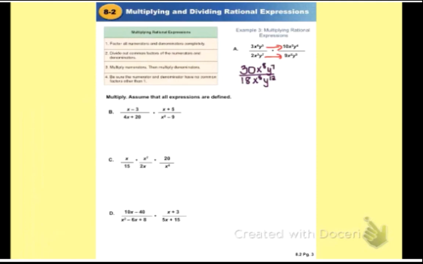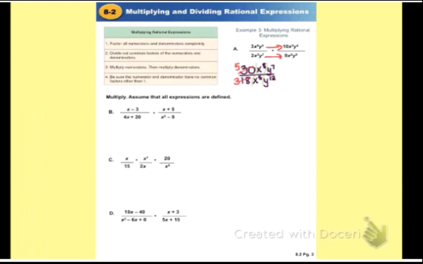Now you can kind of think about these as just sort of splitting them up, like the numbers and then the like bases, and just reducing from there. So if I think about the 30 and the 18, I know that I can take a 6 out of both. I can take a 6 out of 30 5 times, a 6 out of 18 3 times, and so I know that reduces to 5/3.